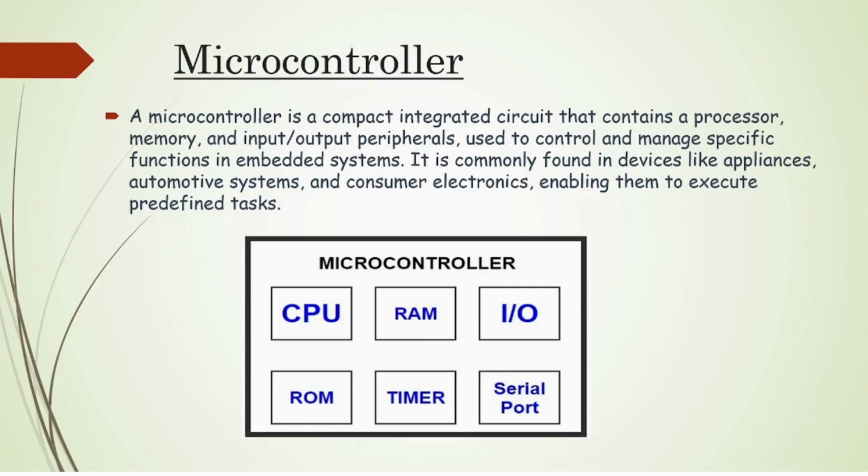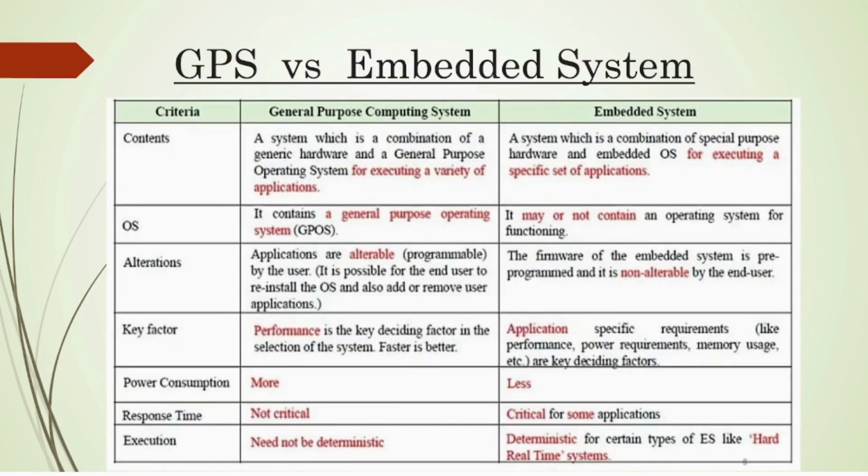What is a microcontroller? A microcontroller is a computer on an IC. It mainly consists of, as shown in the diagram: CPU, RAM, input output, peripherals, ROM, timer, serial port, etc.